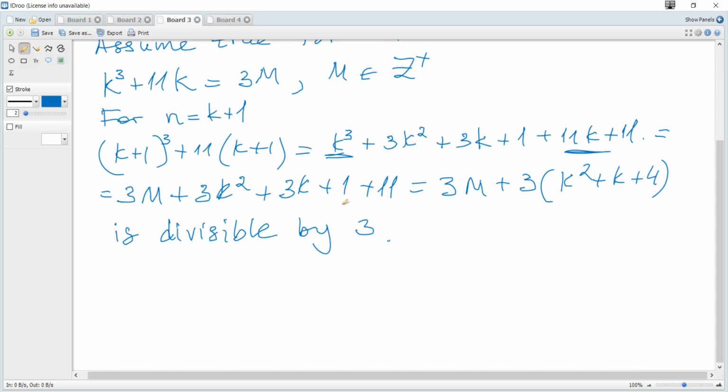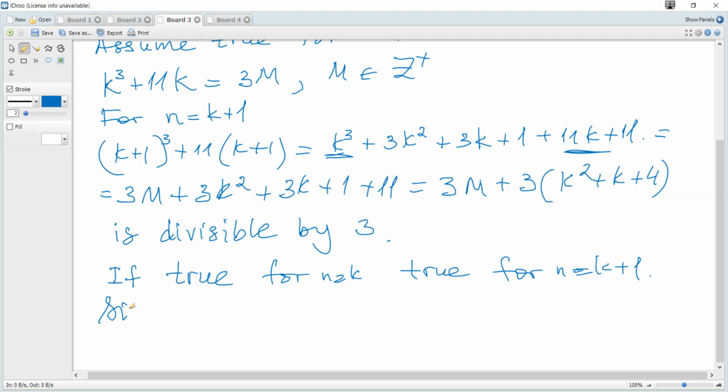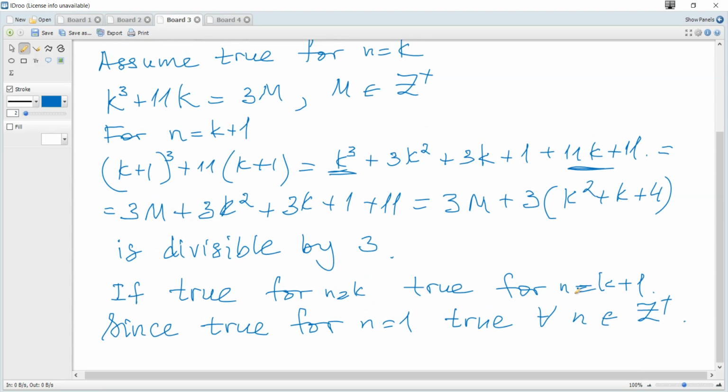And conclusion: if true for n is k, true for n is k plus 1. Since true for n is 1, true for any n is positive integer. And that's all for this question.